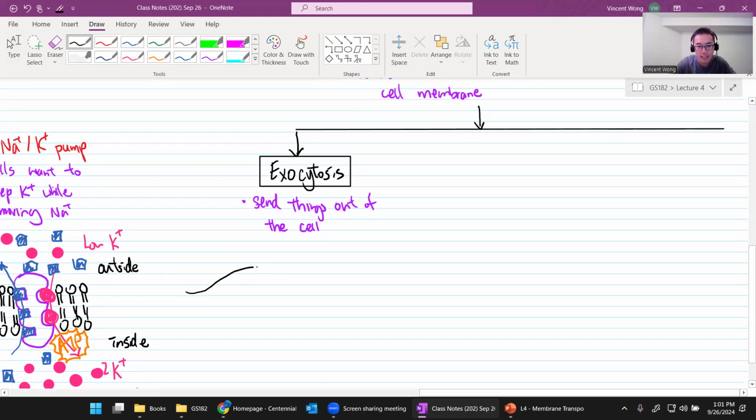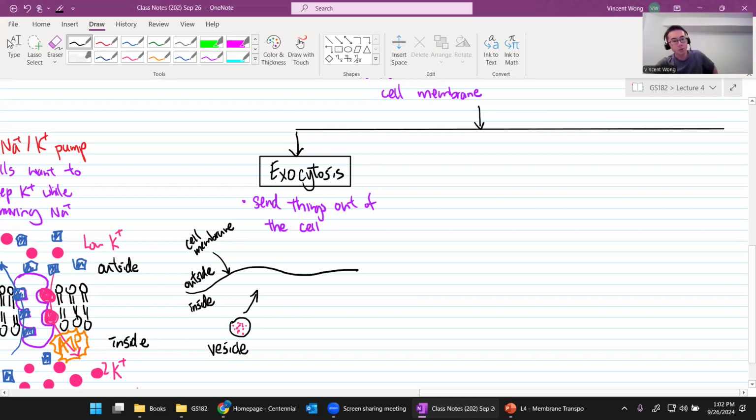So this is the cell membrane. And you have a vesicle, and inside the vesicle is going to be a bunch of proteins or whatever. It doesn't have to be proteins, it could be other stuff as well. So this is going to move towards the cell membrane. And by the way, this is inside, this is outside, and this is the cell membrane.